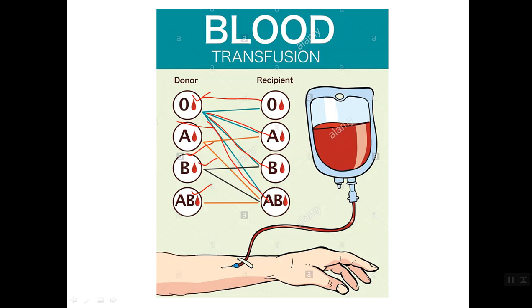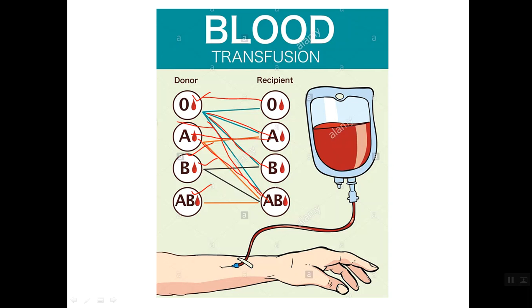So that's why the individuals who have the O blood group are called universal donors. Whereas individuals who have blood group A can donate their blood only to persons having blood group A, or they can donate blood to an AB blood group individual.